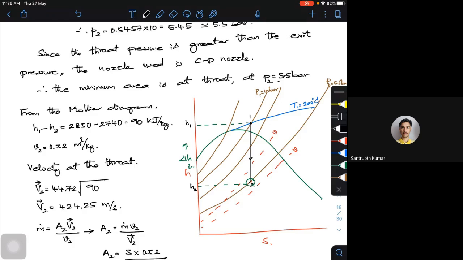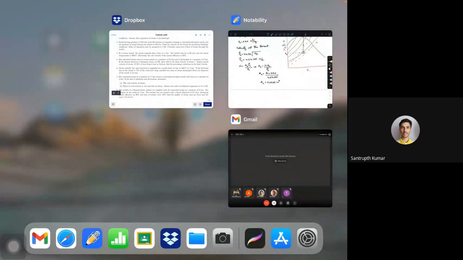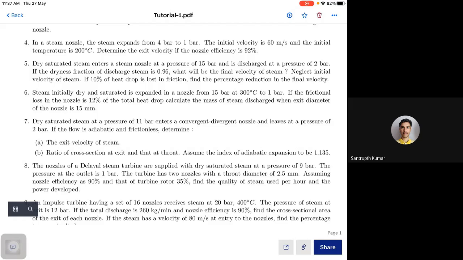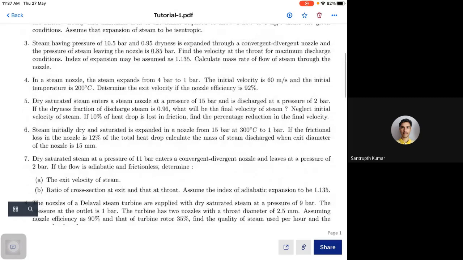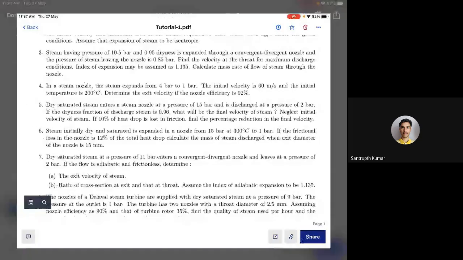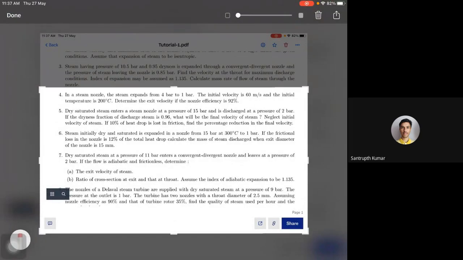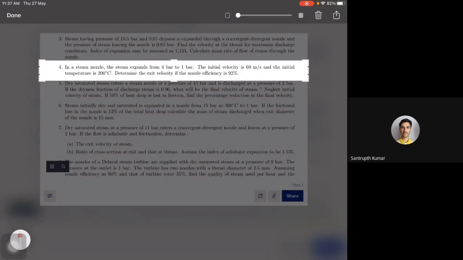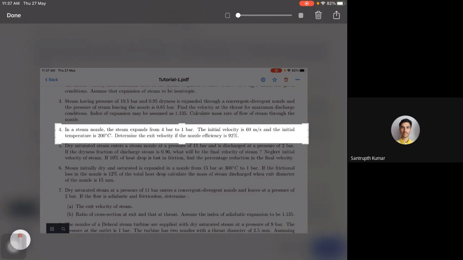So let's try to do the next problem. I prepared a tutorial sheet, so let's take one more problem. The steam nozzle, the fourth problem, we'll take. The third problem is one which people can try, and the fourth problem I'll do, because it involves taking values from steam tables and all. It's a bigger one.